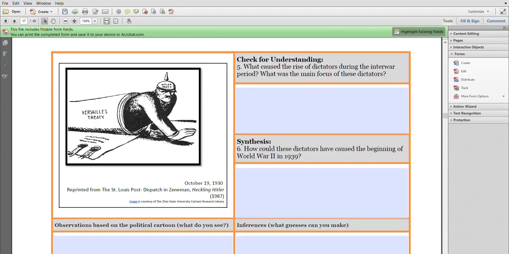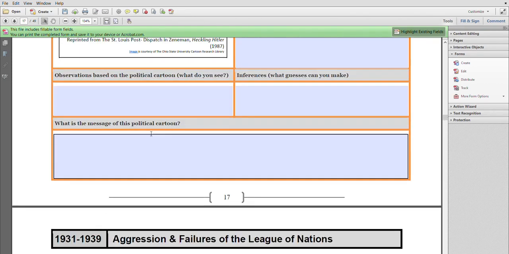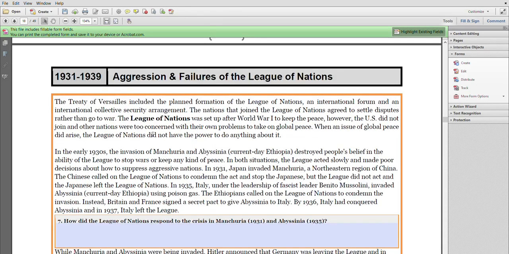And if you can't see it too clearly, it shows Hitler's party on the helmet, Versailles Treaty, and you kind of see him crawling out of the Versailles Treaty almost as though he's being birthed by it. Between 1931 and 1939, aggression and failures of the League of Nations.